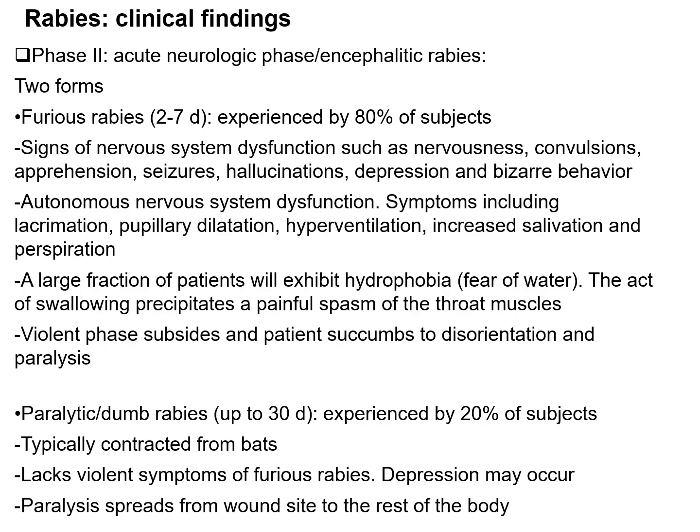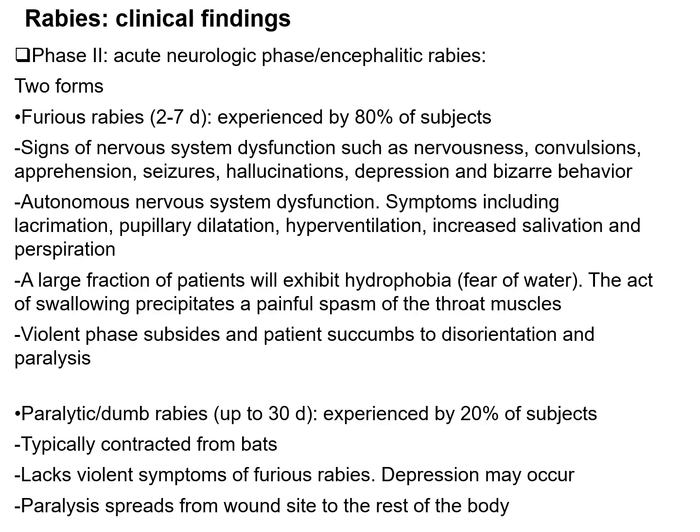On the other hand, we have the second possible form of the acute neurological phase or the encephalitic rabies, and that's called the paralytic or dumb rabies. This is a more slowly progressive type of phase two, and this could last up to 30 days. This is less common compared to furious rabies. So about 20% of people who have rabies experience this type of phase two, which is paralytic or dumb rabies.